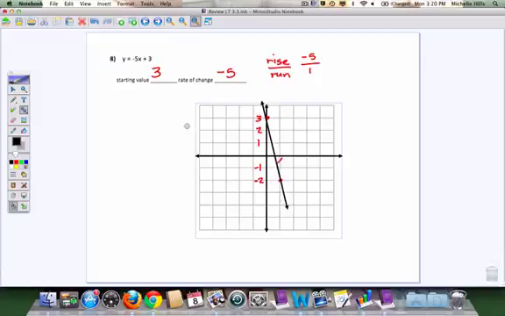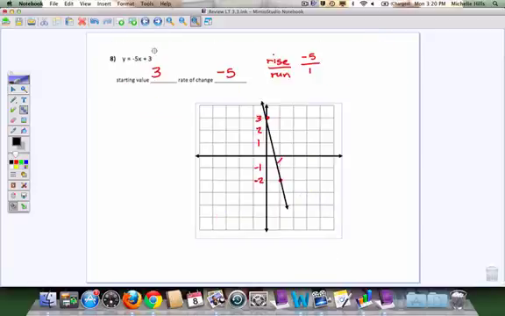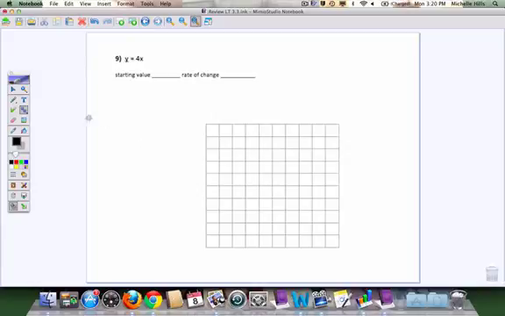One thing to pay attention to, the rate of change was negative on this problem, so this line fell as it went from left to right across the graph. This slope was positive, so this line rose as it went from left to right across the graph. It's one thing you want to be careful of as you're doing these.